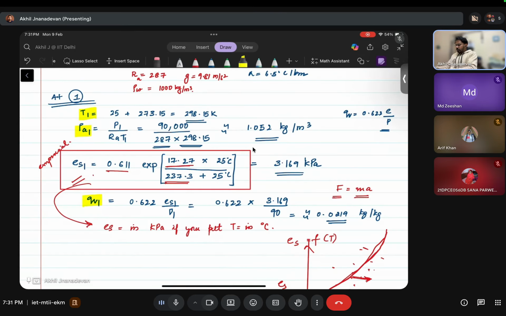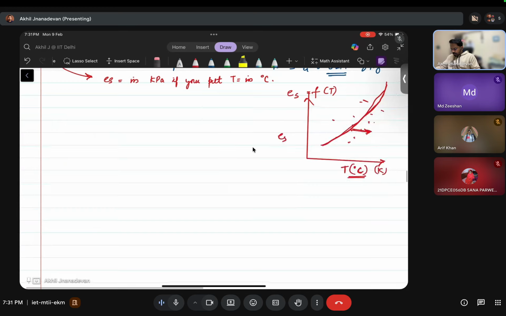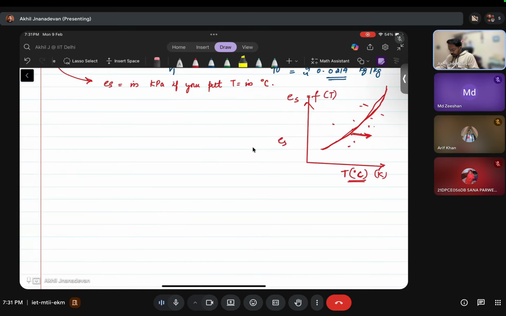Now we can go to location 2. Similarly, you can apply this same procedure at location 2. To start with location 2, we need the temperature. So first we need T2, and T2 we can find using the lapse rate.